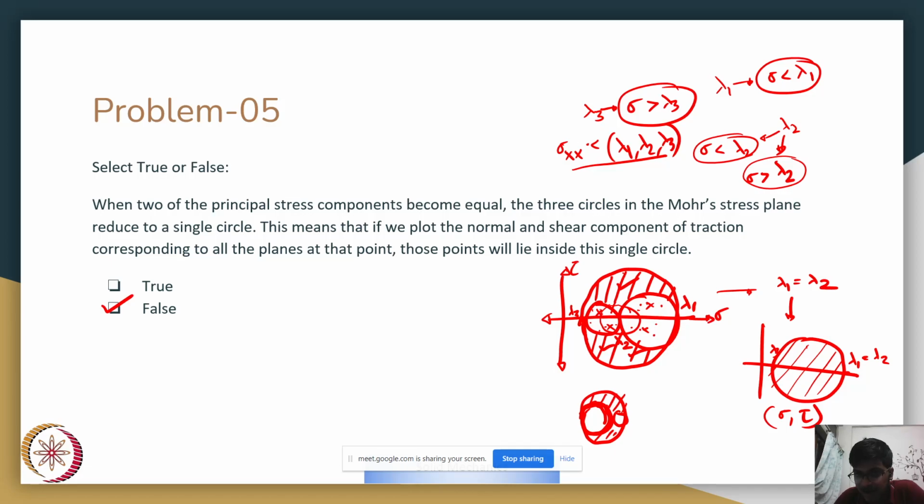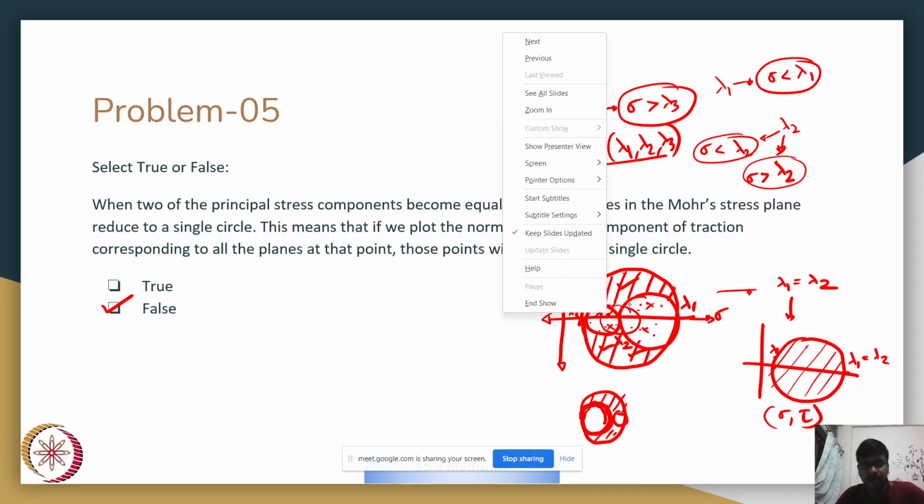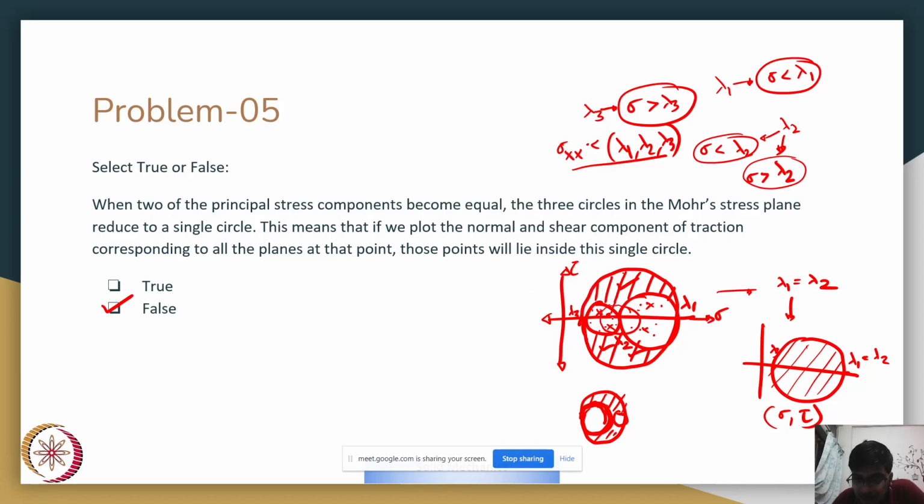Saddle point is correct, but that still doesn't answer it, because if I look at, say, this point, for this point sigma is less than lambda 2, for this point sigma is greater than lambda 2. But we still do not use the points inside the circle. Do you have any idea, if you had to go about proving this, how would you?